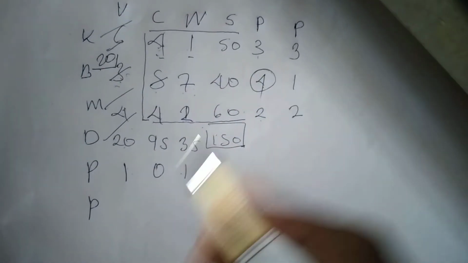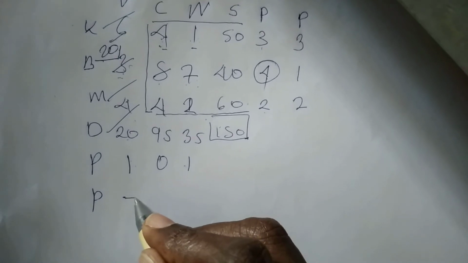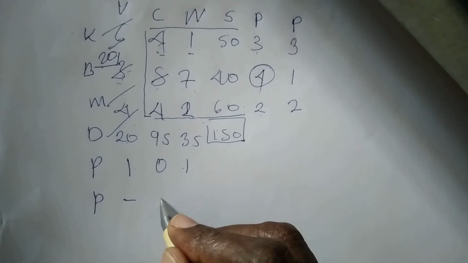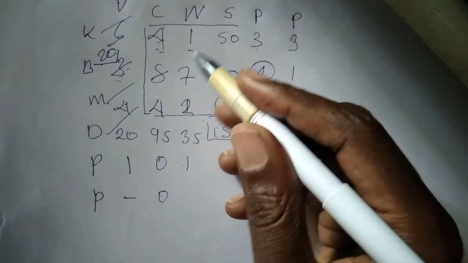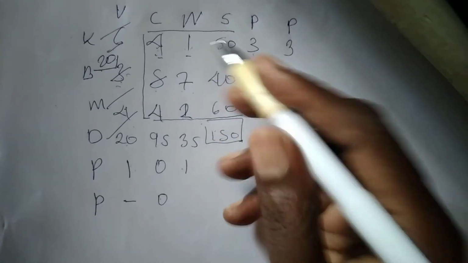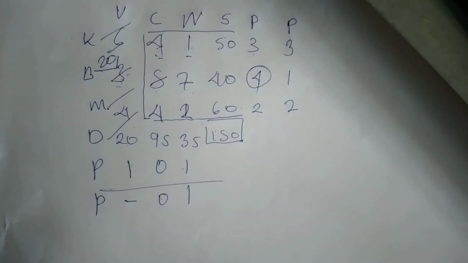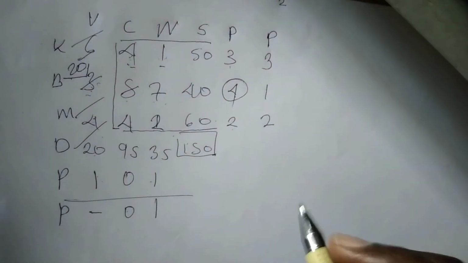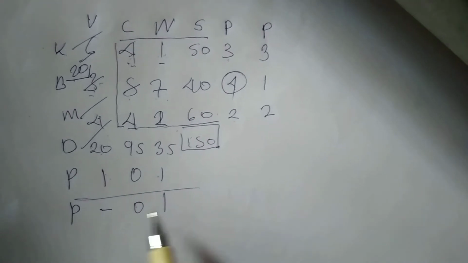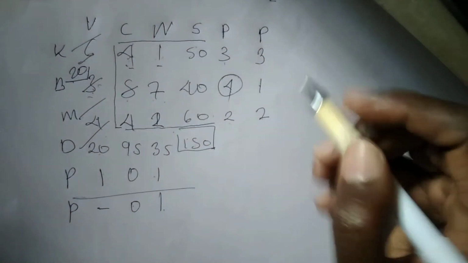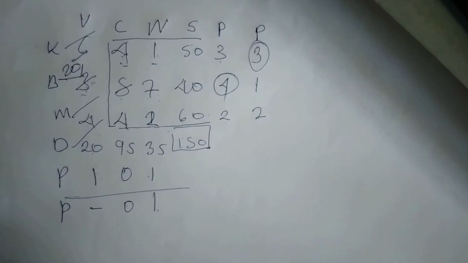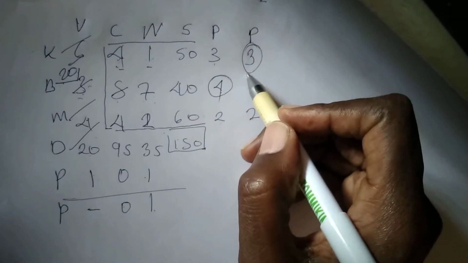Now the penalty for this side is 4, 8, and 4. So in the first one, we are done. So the next one is 0 again. 1, 7, and 2. 2 minus 1 is 1. So these are our penalties for the next row. Again, in the next row, pick the highest. Between 0, 1, 3, 1, 2, the highest is 3. So from 3, we do our allocation.